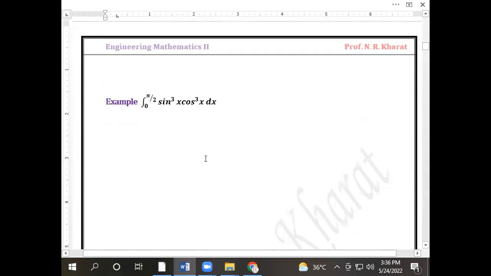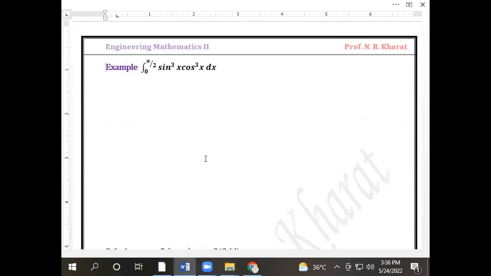And the next example, both indices of your sine and cosine are odd. Both are odd. Then what happens? Again, same, we have to replace the value for m equal to 3, n equal to 3. Both numbers are odd. So both odd, then the final answer is not multiplied by pi by 2.